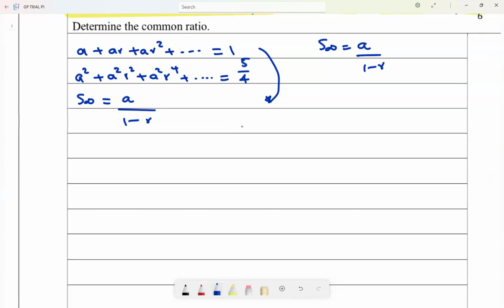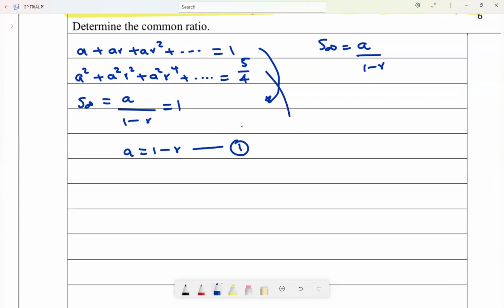And we also know the sum to infinity is equal to 1. So I can just say the sum to infinity is equal to 1. And then simplify this. When I multiply these two to the other side, a is going to be equal to 1 multiplied by 1 minus r. It is 1 minus r. Let's say this is equation number 1.